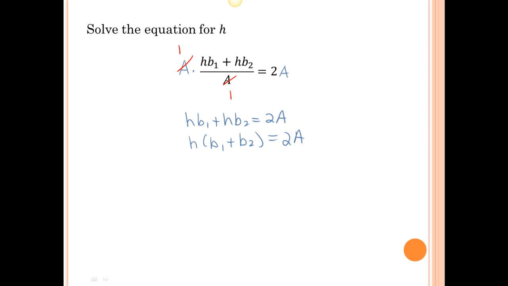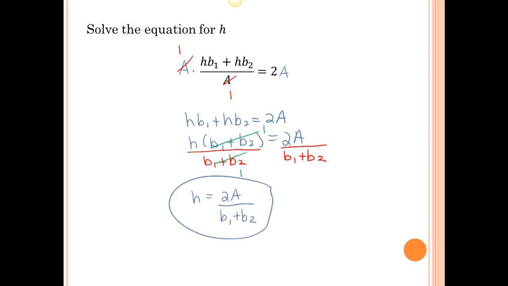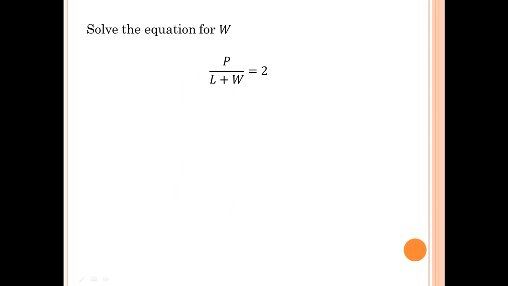Now, to get h by itself, we can divide both sides of the equation by b1 plus b2 to get this equation. Canceling the denominator, we get our final answer of h is equal to 2a divided by b1 plus b2. In our next example, we want to solve the equation for w.